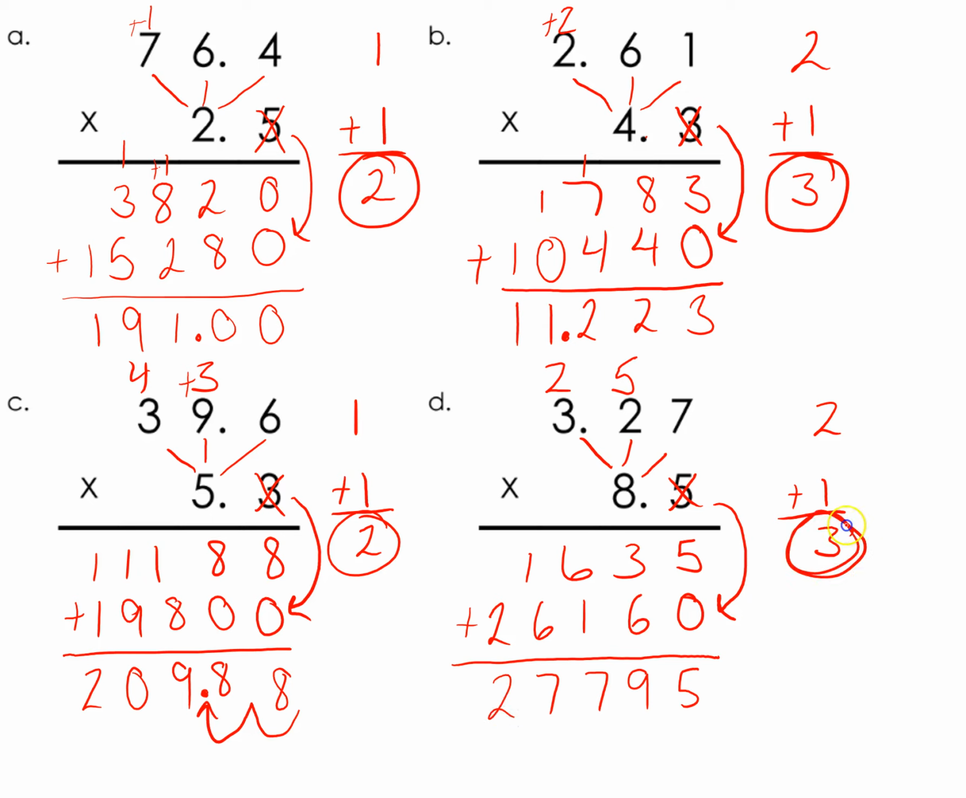And then I got to move my decimal over 3 places. So I come to the back of the number. 1, 2, 3. My decimal is going to go right here. So this becomes 27.795, or 27 and 795 thousandths. All right, I'll let you continue and finish the rest on your own. Make sure you show your work. Work out the problems, and if you have any questions, please raise your hand.